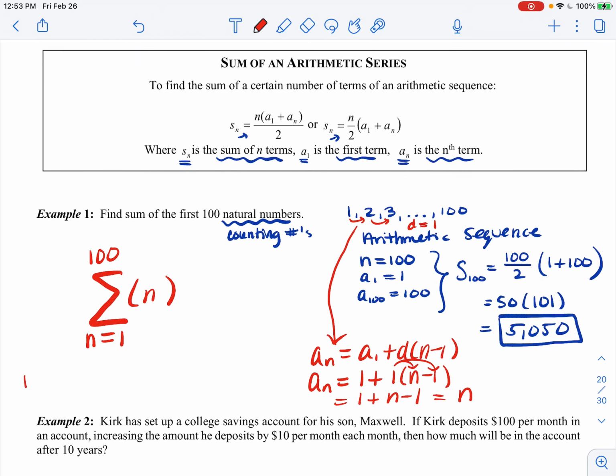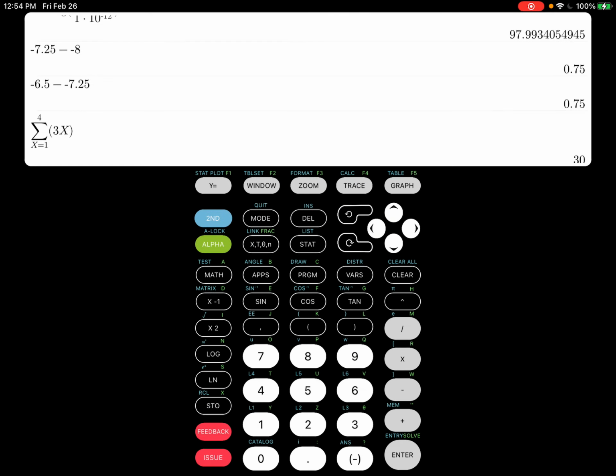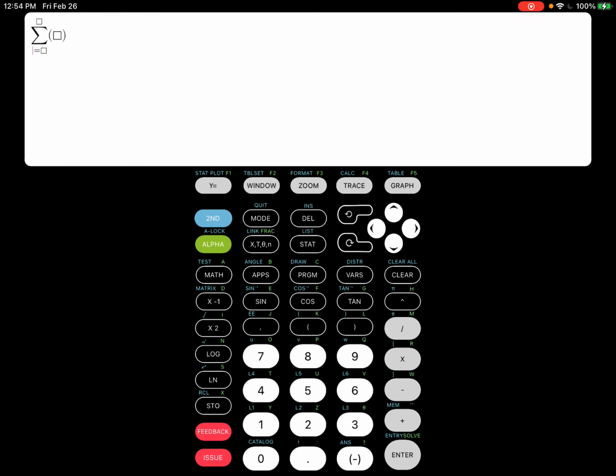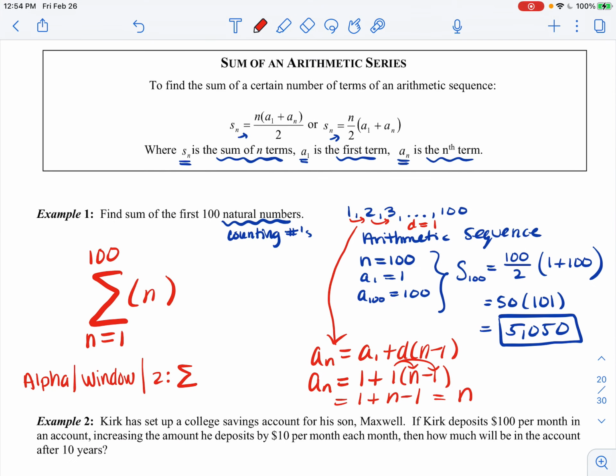So just to remind you guys, it's alpha, then window, then choice 2 is sigma. So if we went to our calculator right now, alpha, window, choice 2, and I'm going from an x of 1 or an n of 1 up to 100, and my formula is just n or x. And there is my 5050 value that I also got when I used the series formula.